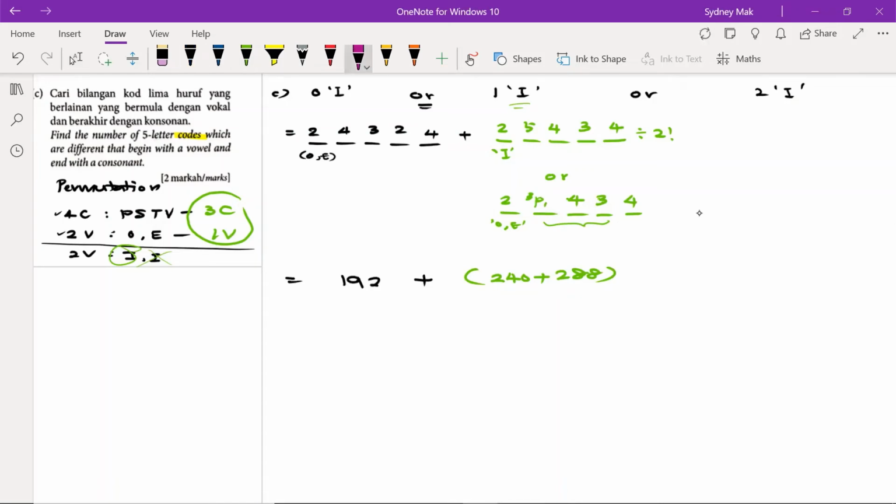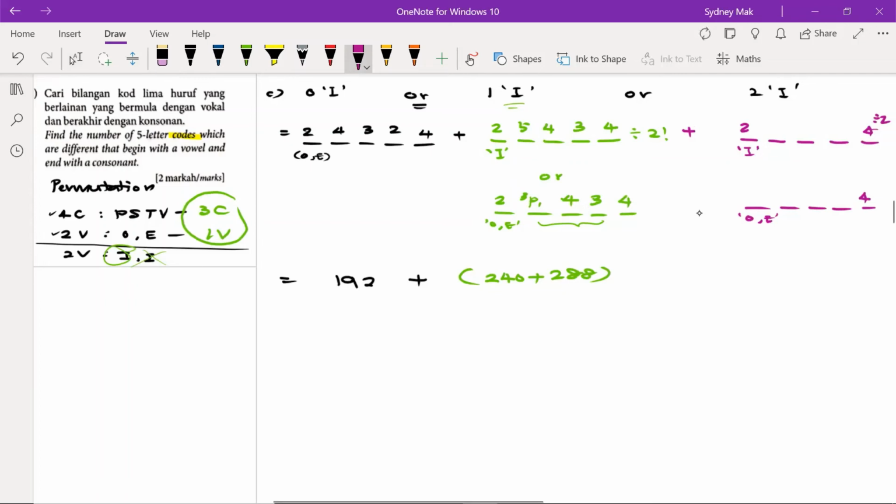And then for the third scenario, which contains 2 I's, we can choose either to start with I or start with non-I vowels, that means O or the E. Now, the consonant at the back still remains. We have 4 choices to put the consonant at the back of our empty slot. So for the I, we have 2 choices here, and not forgetting, because of its identical characteristic, we have to divide by 2 factorial.